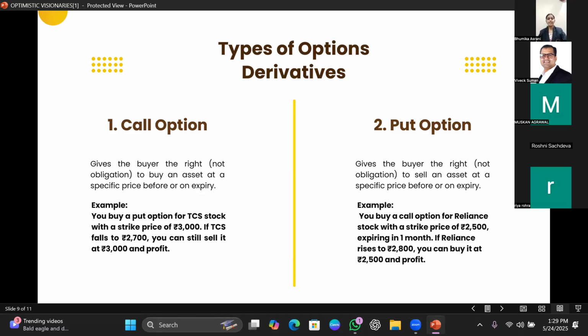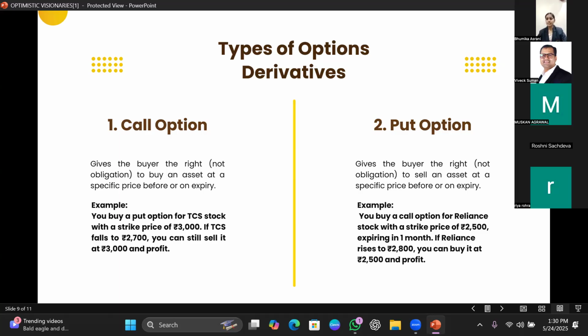profit. For example, you buy a call option for Reliance stock with a strike price of 2,500 expiring in 1 month. And if the stock price rises to 2,800, you can still buy it at 2,500 and earn a profit.